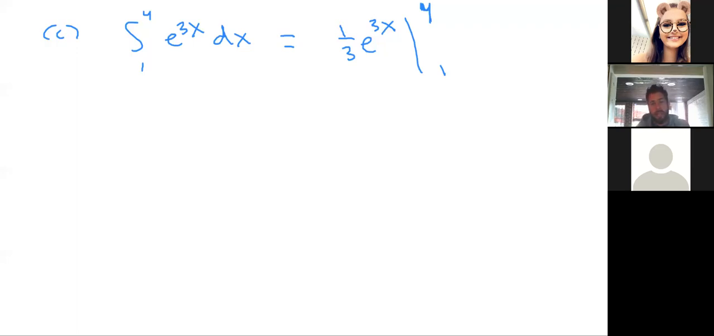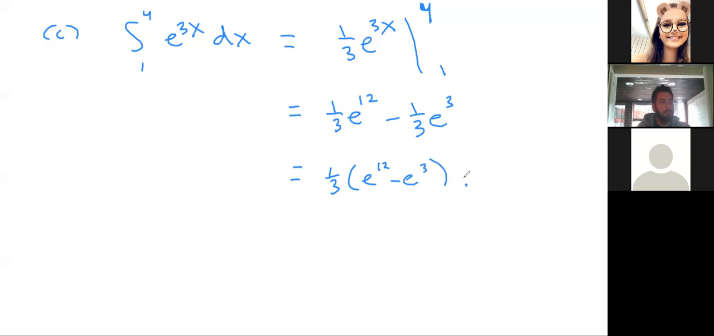Just like when you're driving down the road and you see a stop sign, you know what to do. You weren't born knowing that a stop sign means stop. You learned it. Just like you have to learn what these antiderivatives are. And so then you just plug in 4. So you get 1/3 e to the 12 minus 1/3 e to the 3, which you might want to just write as, maybe you just factor out the 1/3. Right, like that.